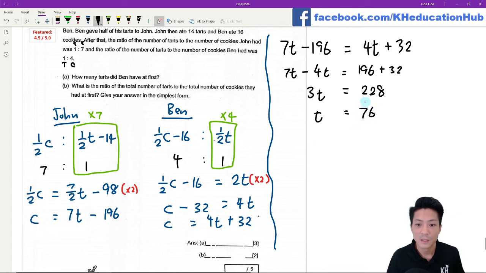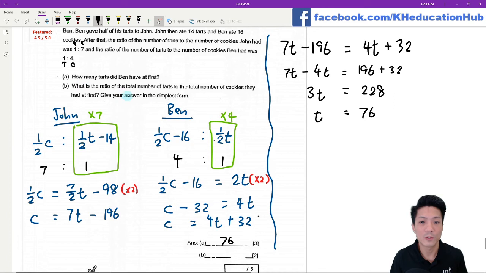I'm doing a lot by the algebraic way, but of course I can explain it by the model drawing way. But if I were to explain it using the model drawing way, it's going to take too much time, so I'm going to try and solve it as fast as I can. 76 will be the answer for part A, which is how many tarts Ben had at first.